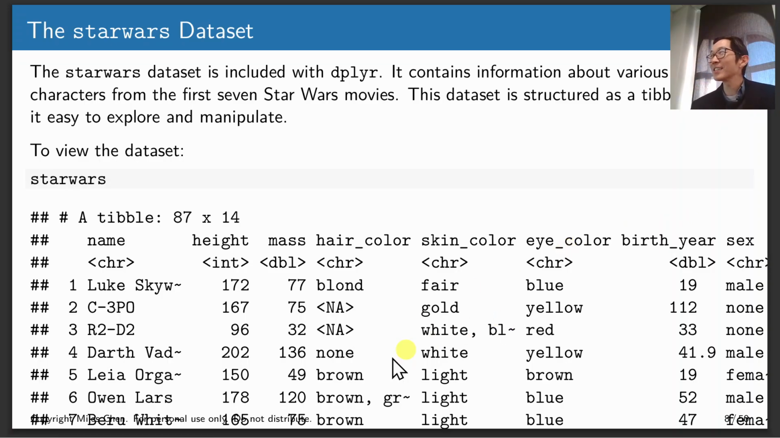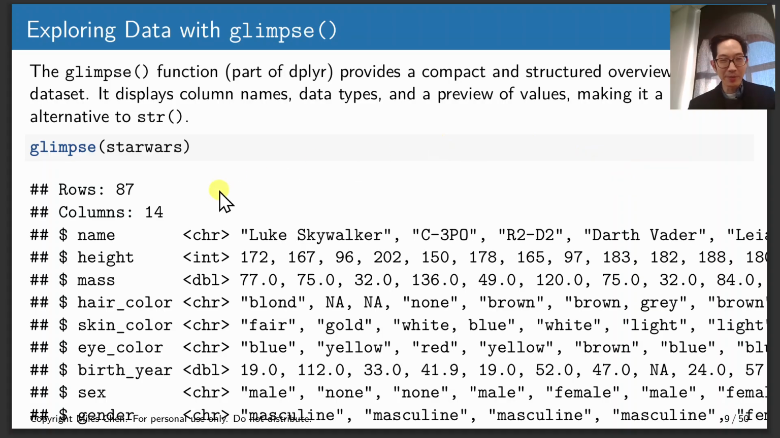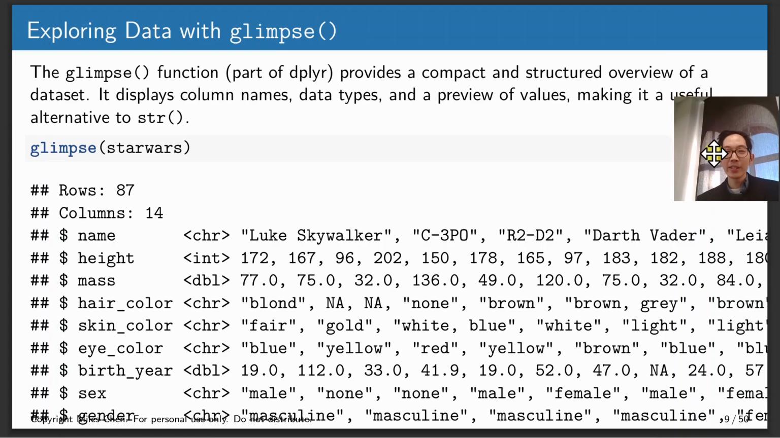Anyway, this is the information we have. One of the things we're missing is the species and stuff like that. And so anyway, you can see more details. There is a function called glimpse. It's kind of like str, all right? And what it does is it gives you a compact overview of the data.